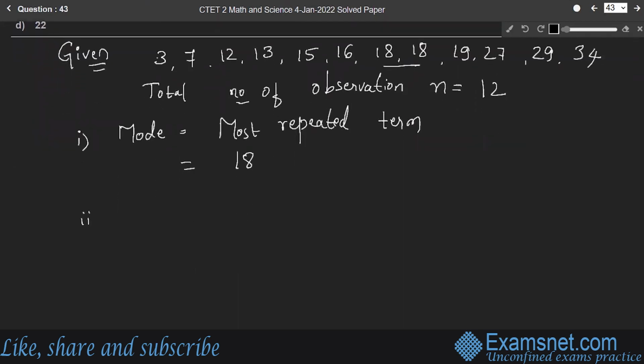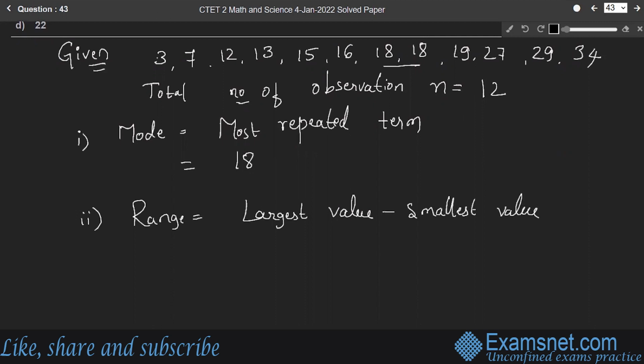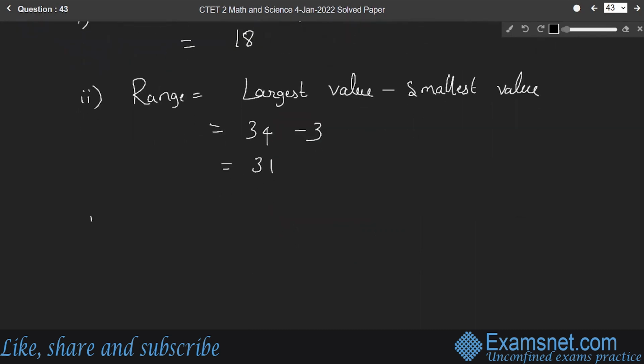And the second one, range. Range of the data is the difference between the largest value and the smallest value. So largest value minus smallest value, which is 34 minus 3, is equal to 31. So the next term is median.